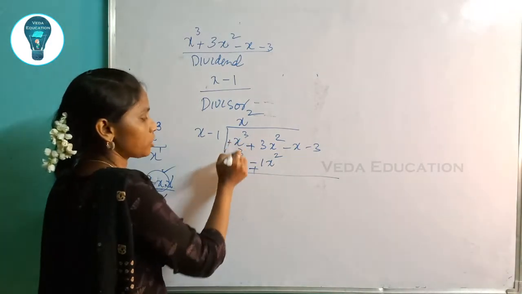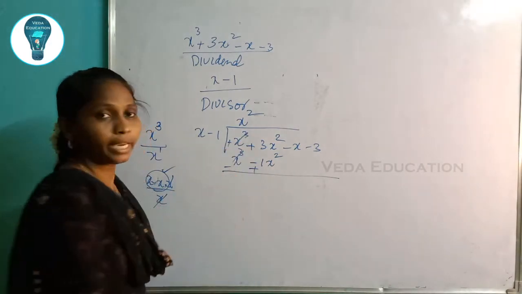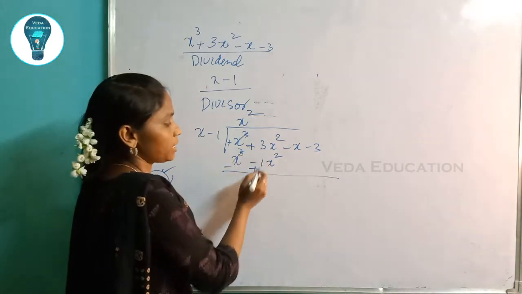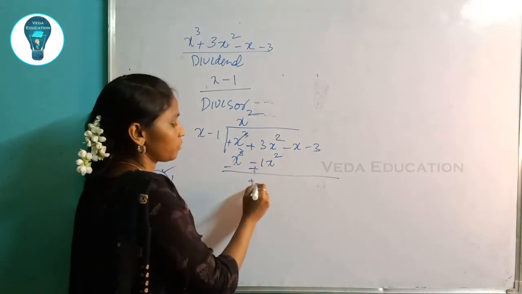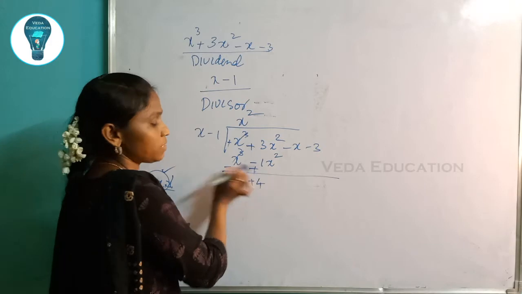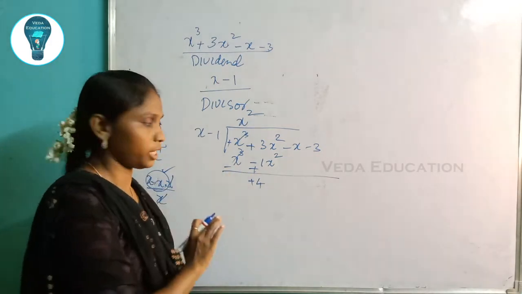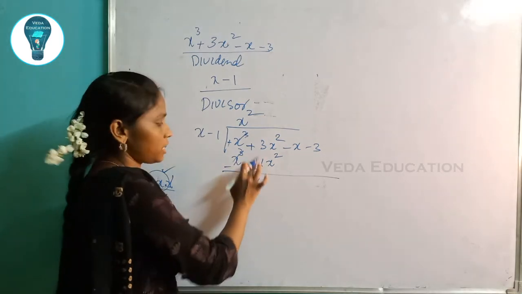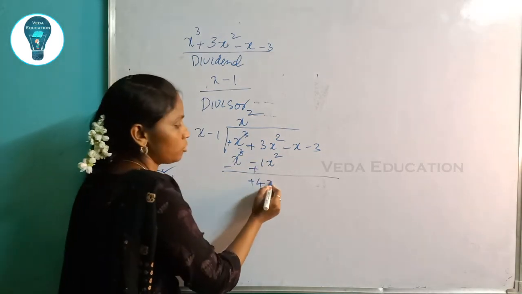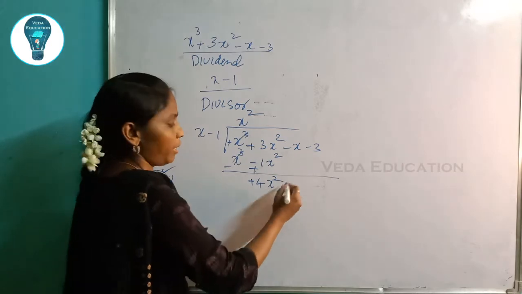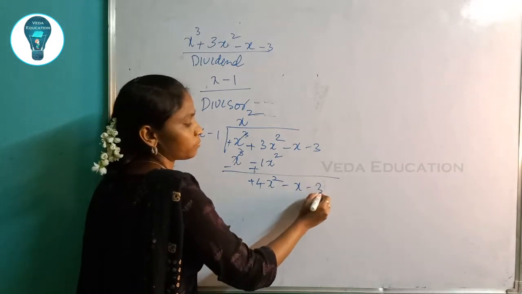Now plus x cube and minus x cube get cancelled. Next, here plus 3, and here after changing the symbol, plus 1. Only consider the symbols you get after changing, not the earlier symbols. So plus 3 plus 1 becomes plus 4, so plus 4x square. And write down the remaining terms.